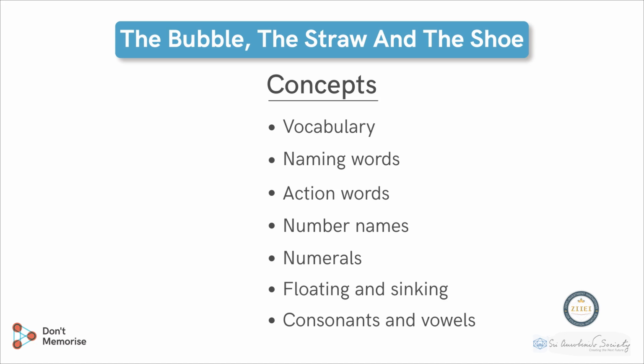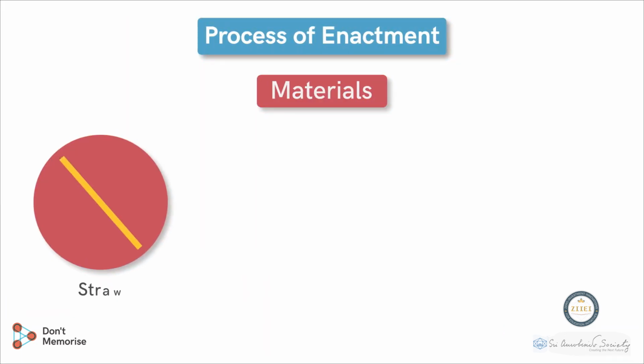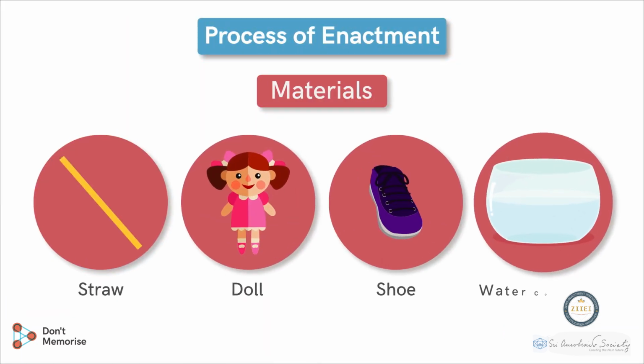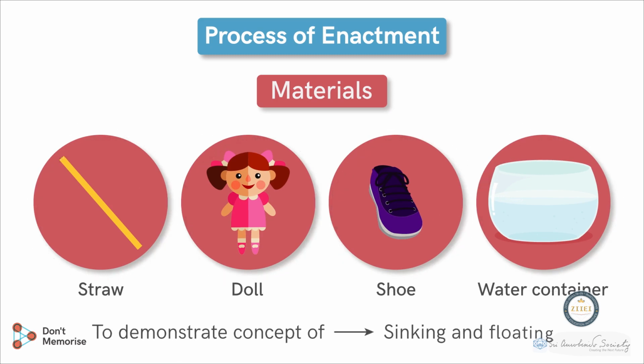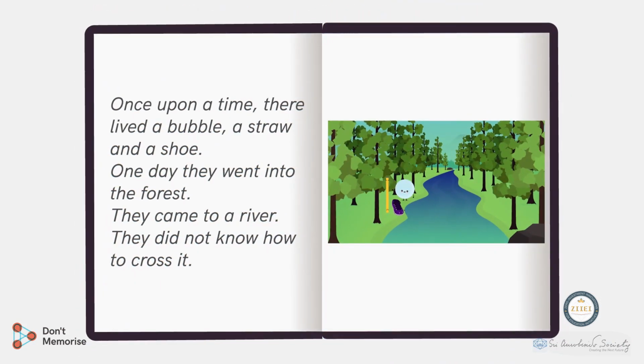But before we do that, we will need a few materials to help us enact the story. Arrange a straw, a doll, a shoe, and a container to store water. These things will help us demonstrate the concept of sinking and floating. We'll begin by enacting the story using the materials mentioned before while reading the following lines.